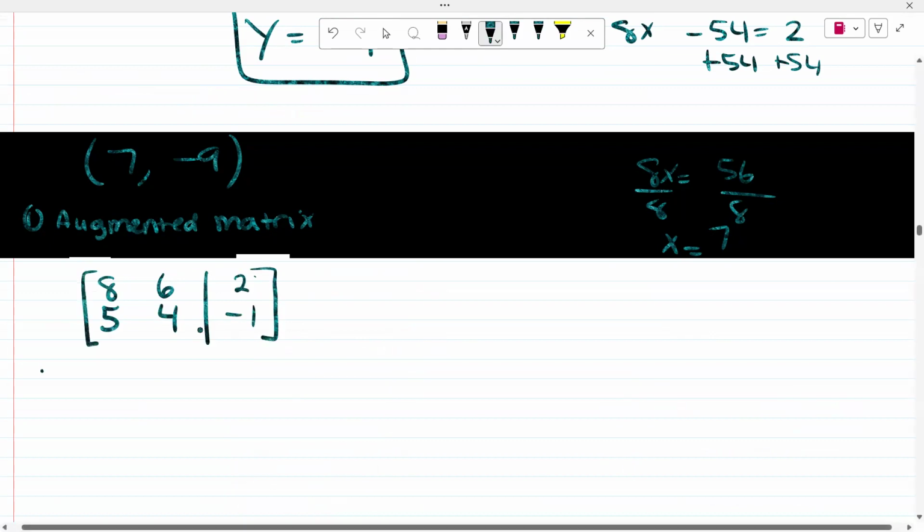Now that you have your augmented matrix, you're going to use row operations to make this matrix look like this.